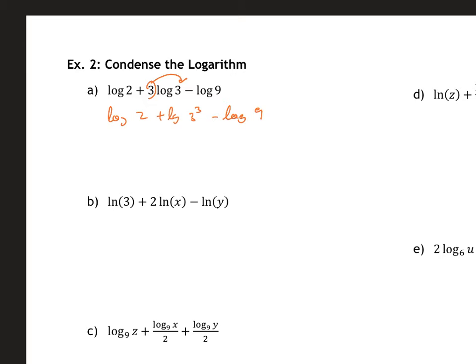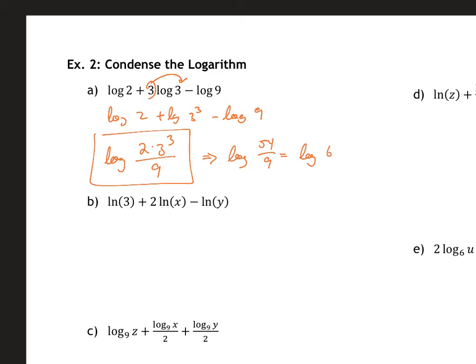So I got log. Let me learn how to write the word log. So 2 times 3 to the 3rd over 9. We can do that. I'm okay with this. If you want to multiply those together, 3 to the 3rd power is 27. 27 times 2 is what, 54. So you could keep going, and you get log of 6.